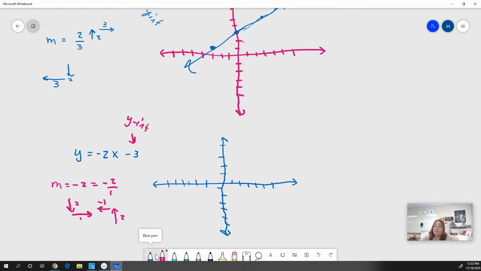So here we have a y-intercept. It's at -3, which means that right here, I'm going to have a point at -1, -2, -3.